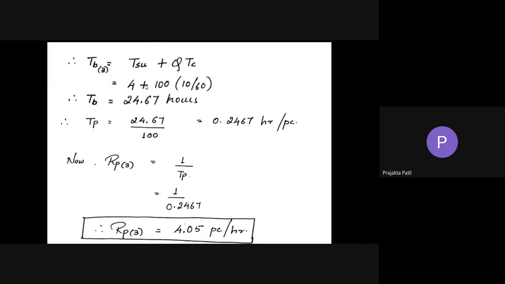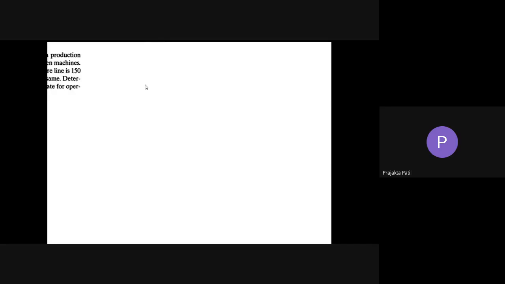Okay, let's proceed to the next problem. This is problem number 3.2 from the textbook.